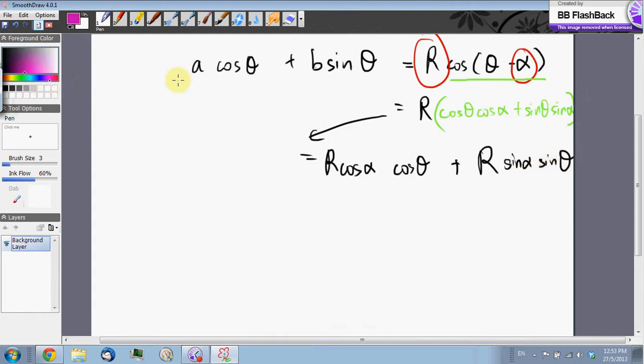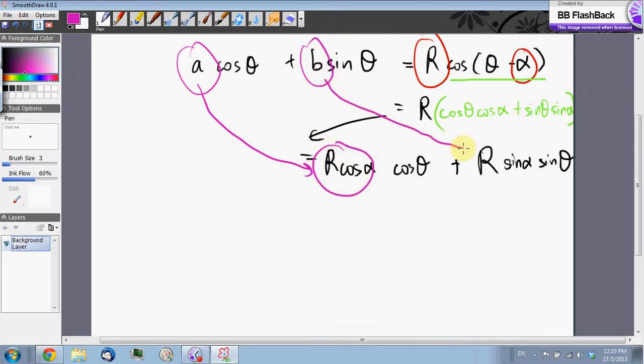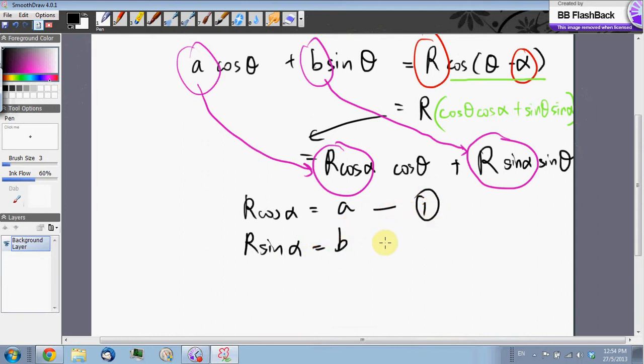And then you realize that this A can be represented like that, and B is here, right? Because r and alpha are constants, you can make them equal to A and B. If the left hand side is the same as the right hand side, you can see a similarity, right? A becomes r cosine alpha, B is r sine alpha. And the thing is, you want to find what r and alpha are, right? So let's just write out the equations where r cosine alpha is equal to A and r sine alpha is equal to B. So let this be equation 1, equation 2.